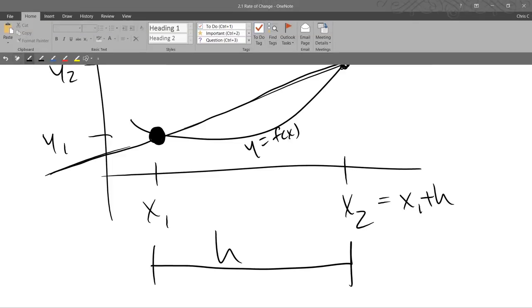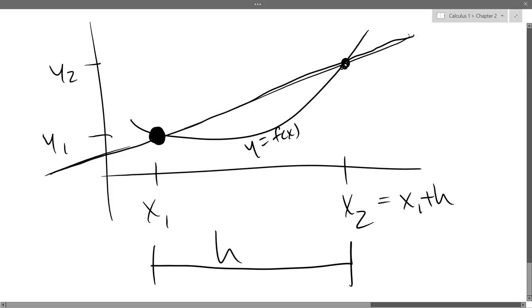What happens if I make a new secant line and I say, okay, let's use these two points right here that I just made in blue and connect them together?